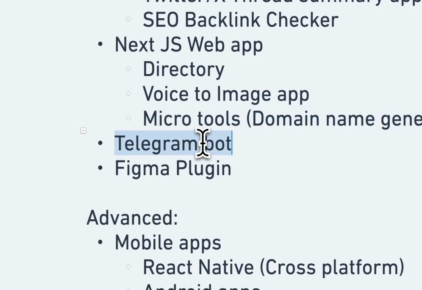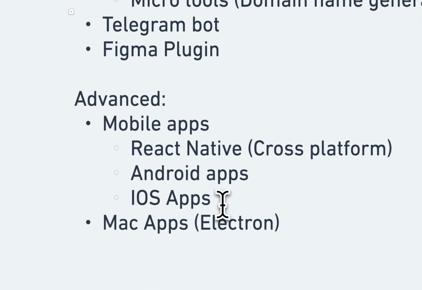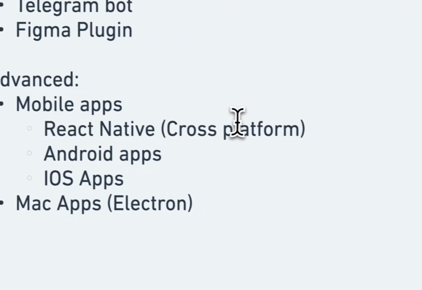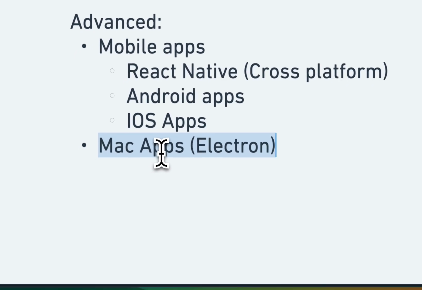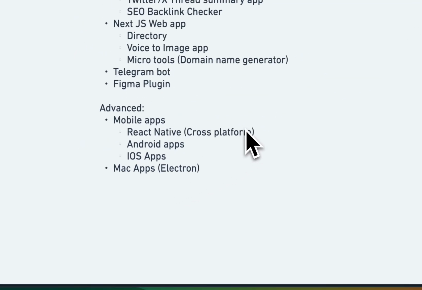And then a few other ideas. You can build a Telegram bot, a Figma plugin, the list goes on. And then for advanced projects, which are also doable but will be just a bit more complex, there are mobile apps. If you want to build cross-platform, you do it with React Native. Android apps, if you want to build specifically for Android, iOS apps, and macOS apps, either native or Electron apps. So those are the options.